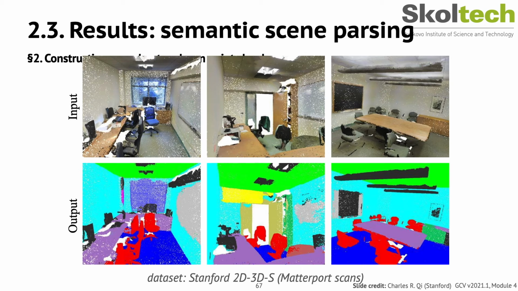In this slide, the first row is a rendered view of the 3D point cloud, and the second line is segmentation results using PointNet in the same viewpoint. The network is able to clearly segment different semantic regions like walls, tables, chairs, ceilings, etc.